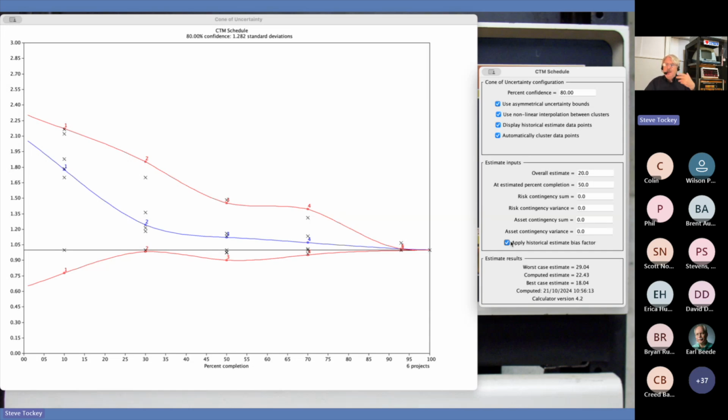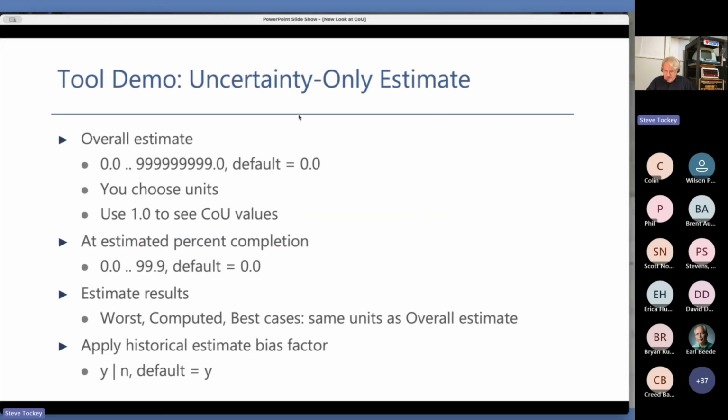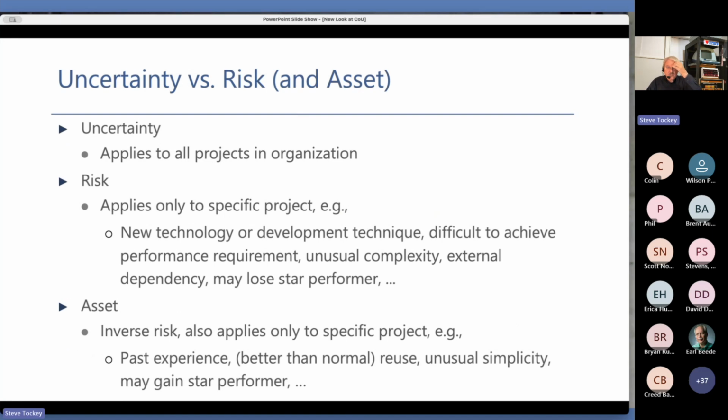Okay. We're not quite done yet. The next thing that we have to cover here, and we can do this fairly quickly, is that I'm only looking at uncertainty. I also want to consider risks and assets. Now, uncertainty applies to all projects in the organization. It's peanut butter, spread it across. Merely because it's a project in my organization, it's subject to the generic uncertainty that always is there. We need to allow for that.